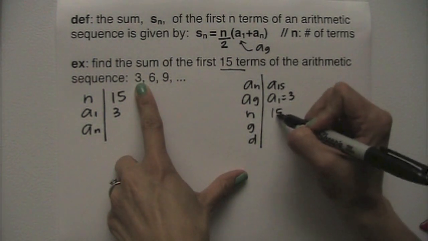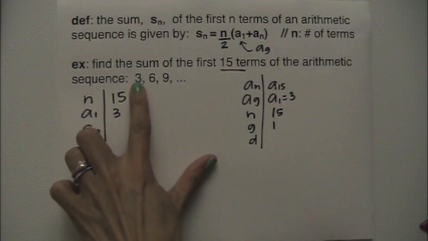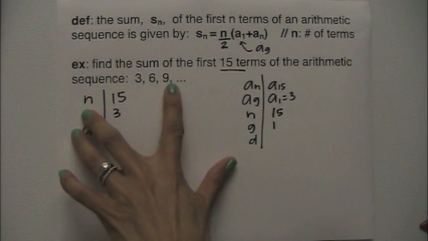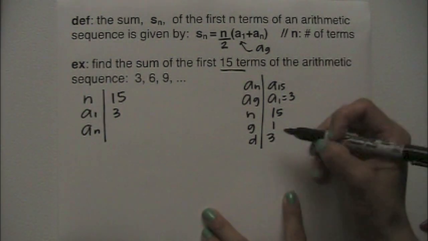N is going to be 15. G is going to be 1. And then you can look at this and go 3 plus what is 6, 6 plus what is 9. Each time you're adding a value of 3. So that's going to be your common difference.